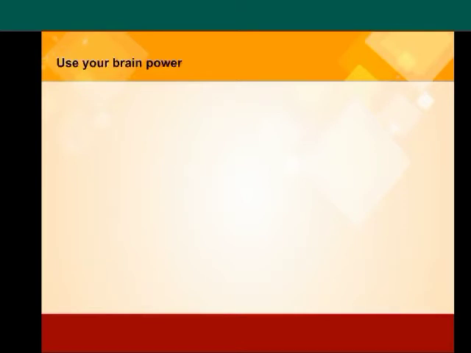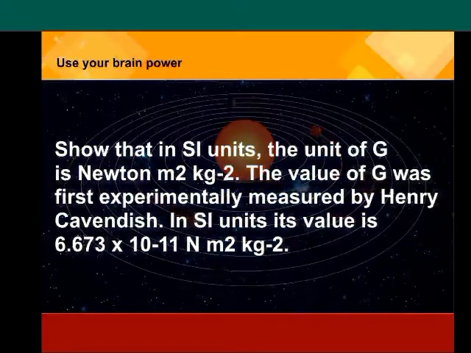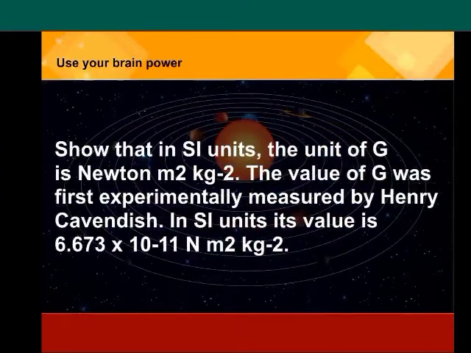Use your brain power. Show that in SI units, the unit of G is newton m² kg⁻². The value of G was first experimentally measured by Henry Cavendish. In SI units, its value is 6.673 × 10⁻¹¹ N m² kg⁻².